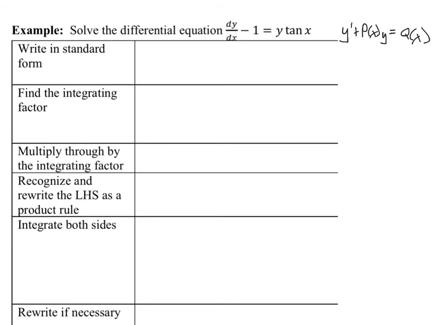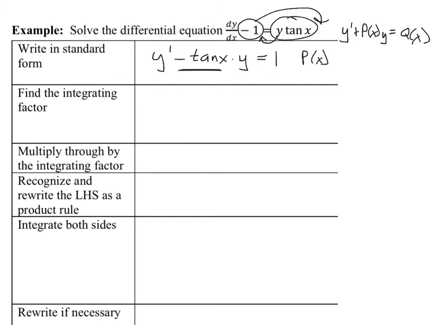So I'm noticing that this y term is on the wrong side and this q of x term is on the wrong side. So my standard form for this is going to be y prime minus, and I'm going to write tangent x times y just so I can really clearly see what that p of x is, equals 1. I've now got this in standard form, and I can tell that p of x is negative tangent x.